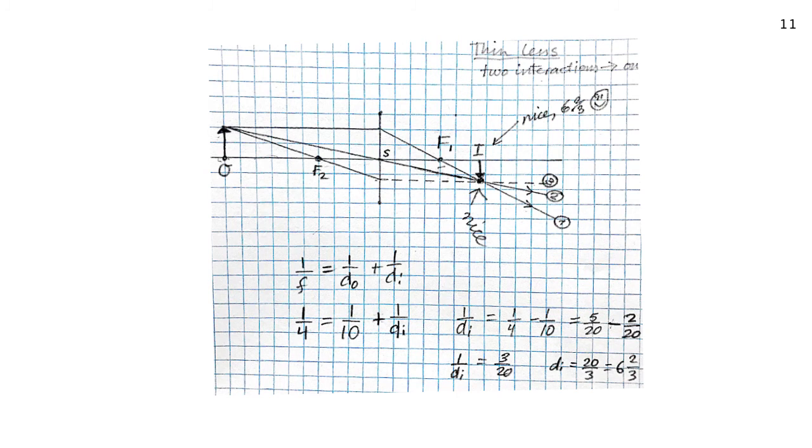So 1 over di is equal to 1/4 minus 1/10, which is 5 over 20 minus 2 over 20. So 1 over di is equal to 3 over 20. So di is equal to 20 over 3, which is 6 2/3 blocks. And that's about where we are here. So this is nice, 6 2/3. So our diagram's not too bad. Pretty good for government work.